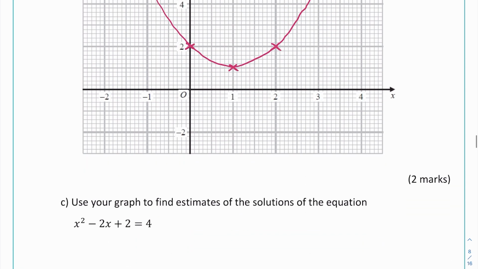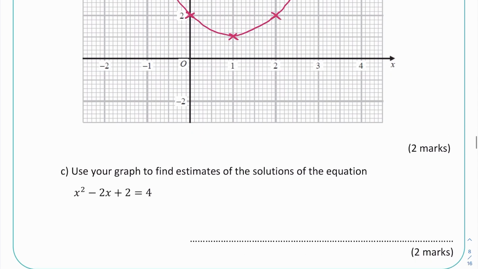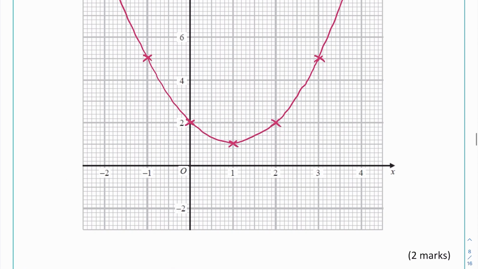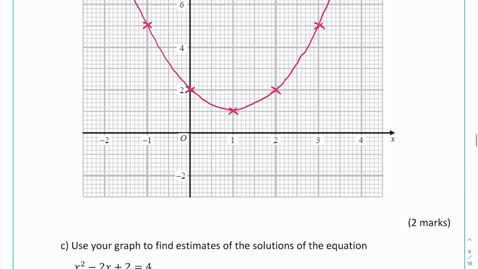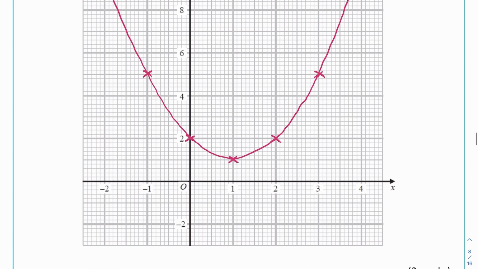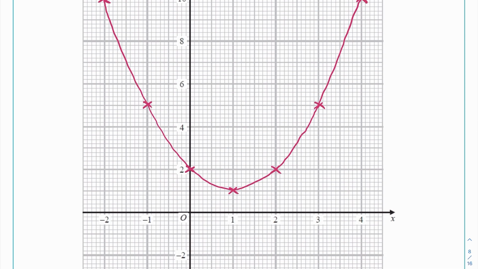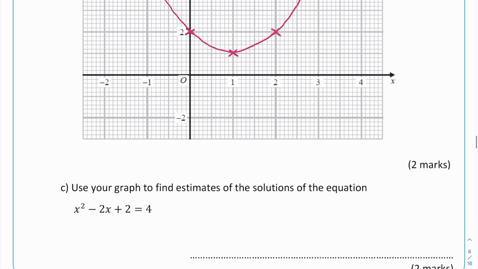Okay, so we've got another question about this. It says use your graph to find estimates of the solutions to the equation. And straight away, the first thing that I said, surely it's not going to be asking me estimates to the solutions, because we know that solutions are normally where it crosses the x-axis, and this graph doesn't cross the x-axis. So let's just have a look at this. It says find the solutions of the equation where x squared minus 2x plus 2 equals 4. So it's not asking us where it equals 0, it's asking us where it equals 4.